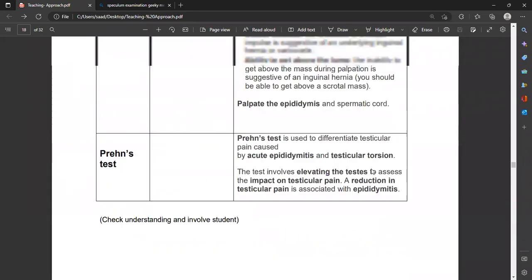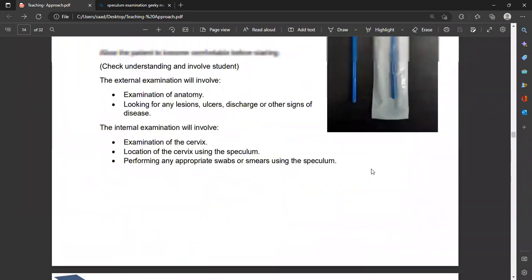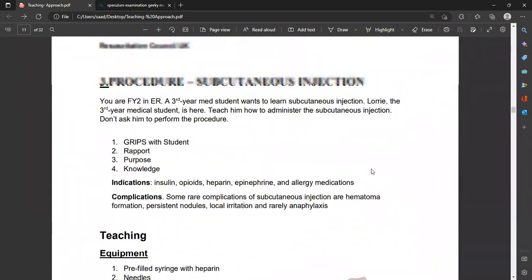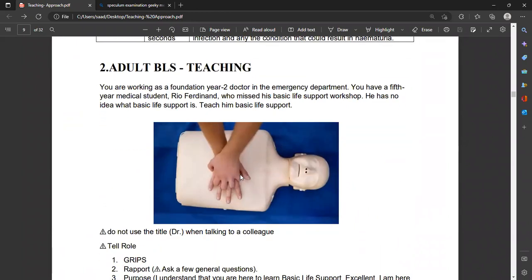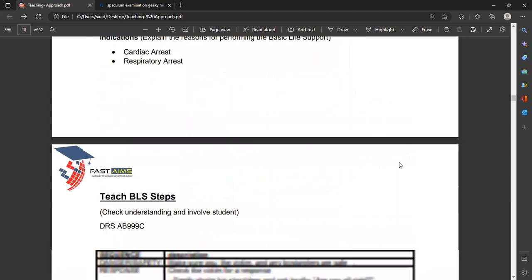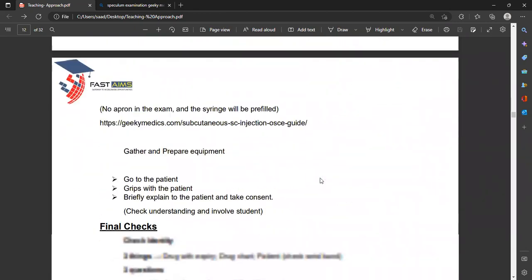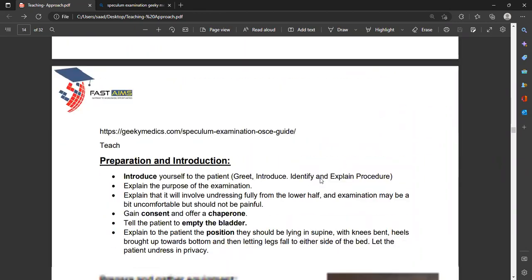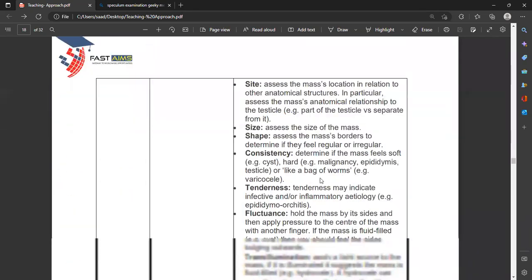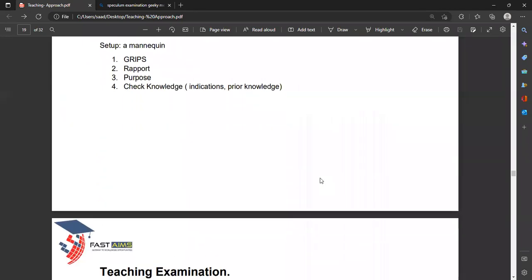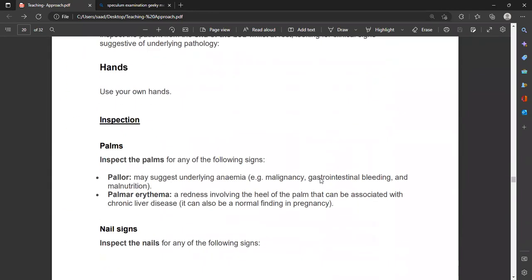The mannequin should be like this, let me show you the mannequin, same like the BLS one. It would be slightly longer than it. There would be an abdomen. So the mannequin doesn't have any hands. How are you going to show that you are going to check it? You are going to use your own hands. Okay, so you're going to use your own hands.